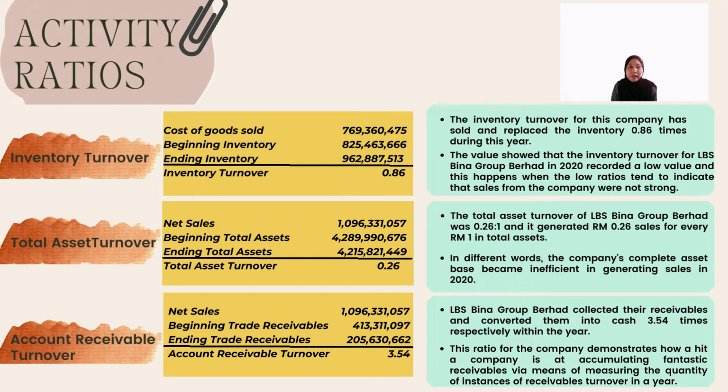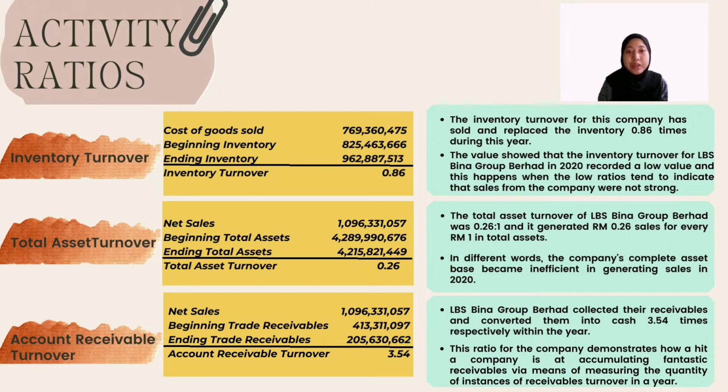The inventory turnover shows the company sold and replaced its inventory 0.86 times during this year. The value showed that the inventory turnover for LBS Bina Group Berhad in 2020 recorded a low value, and this happens when low ratios tend to indicate that sales from the company were not strong. For total assets turnover, total asset turnover of LBS Bina Group Berhad was 0.26, and it generated RM0.26 of sales for every RM1 in total assets. In other words, the company's complete asset base was inefficient in generating sales in 2020.